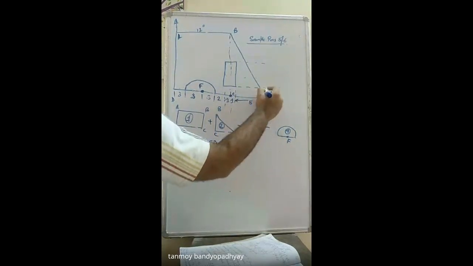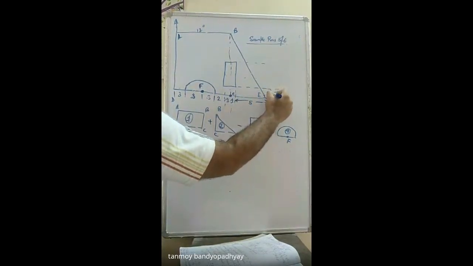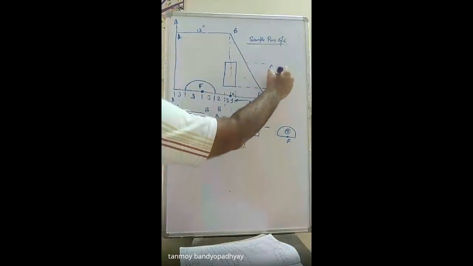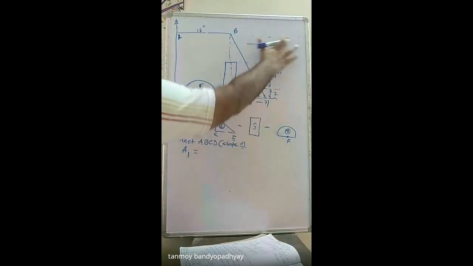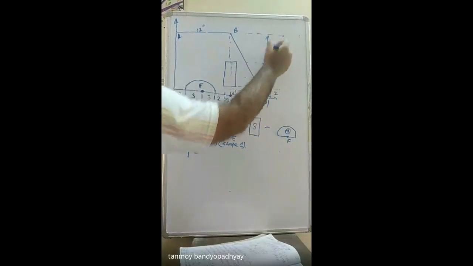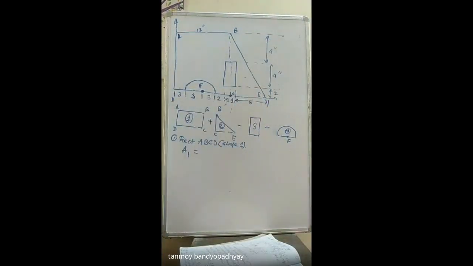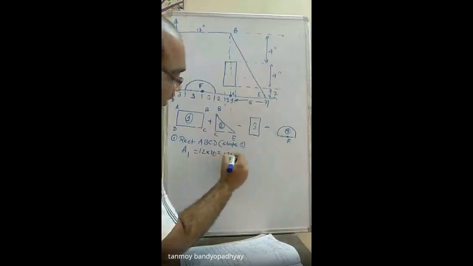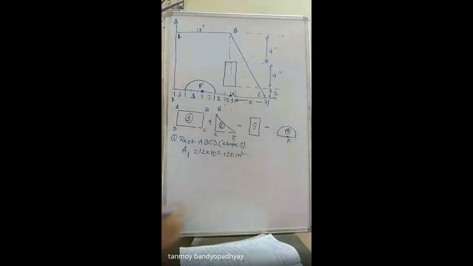So this point is E. This is 2. This is 4. And this one is 4 again. This height is 4 inches. So the total for the rectangle is 12 cross 10. So that is equal to 120 inch square. Okay?